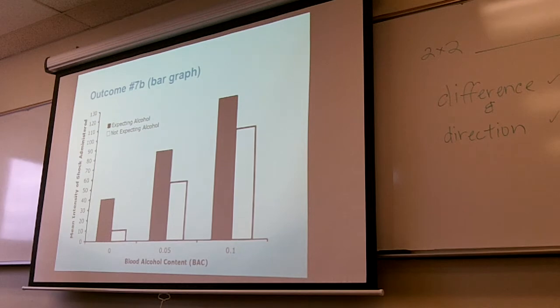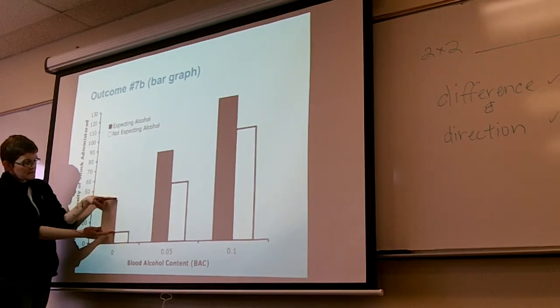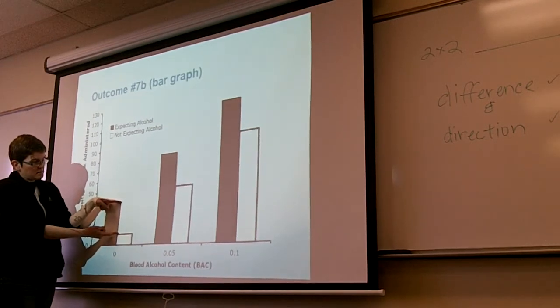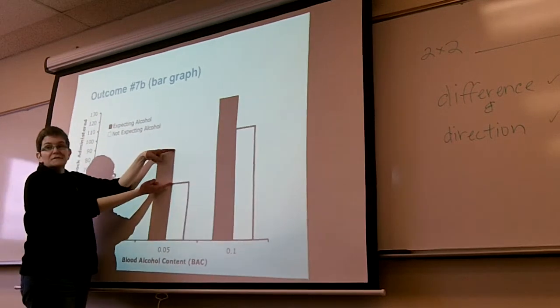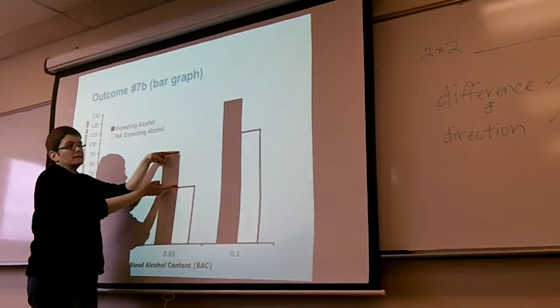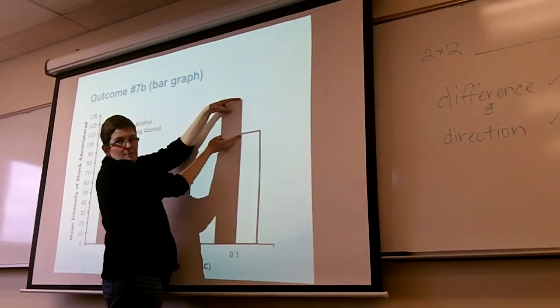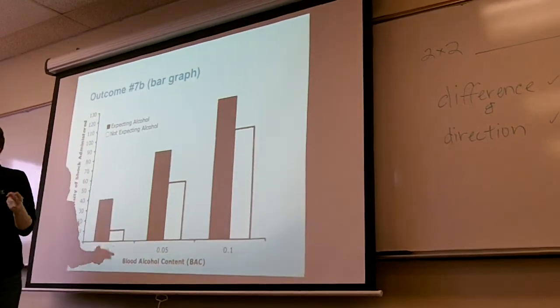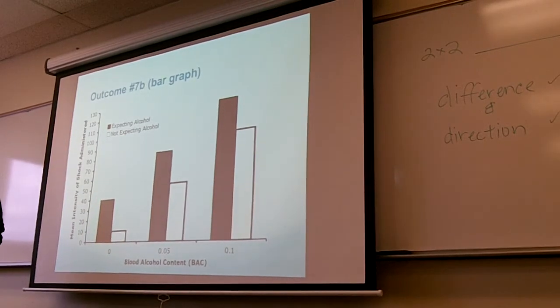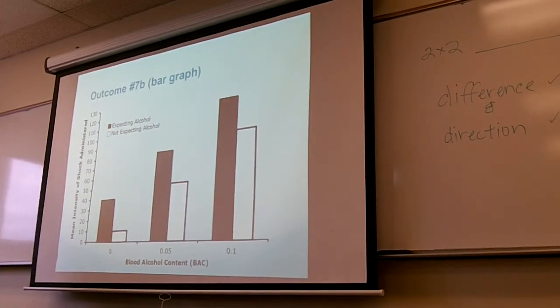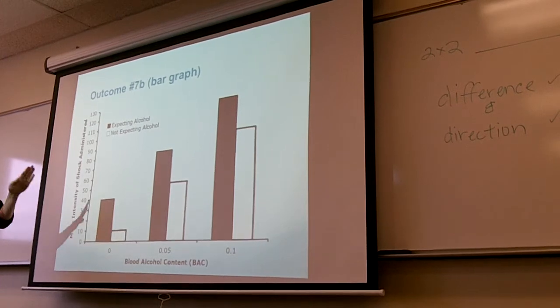Now, interaction. Interaction has to do with difference and direction. My difference is this far and black is taller than white. This far, black is taller than white. This far, black is taller than white. Same difference, same direction, no interaction. No.